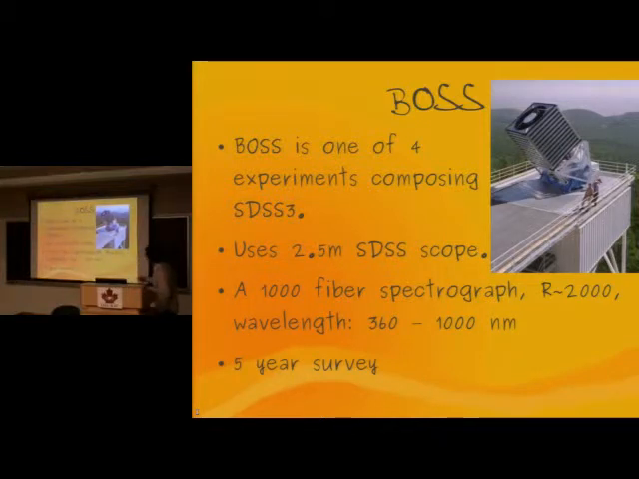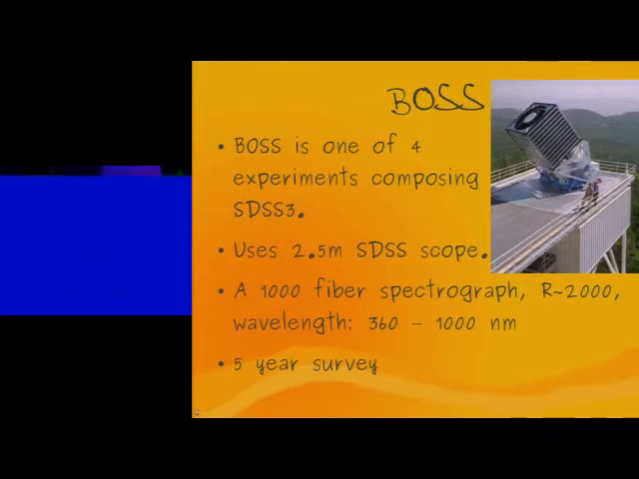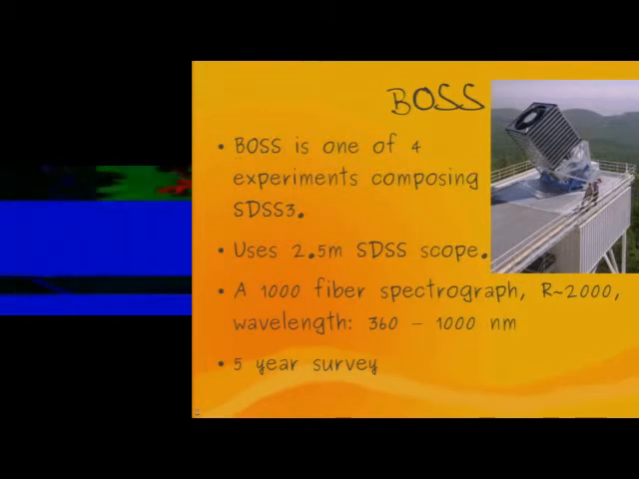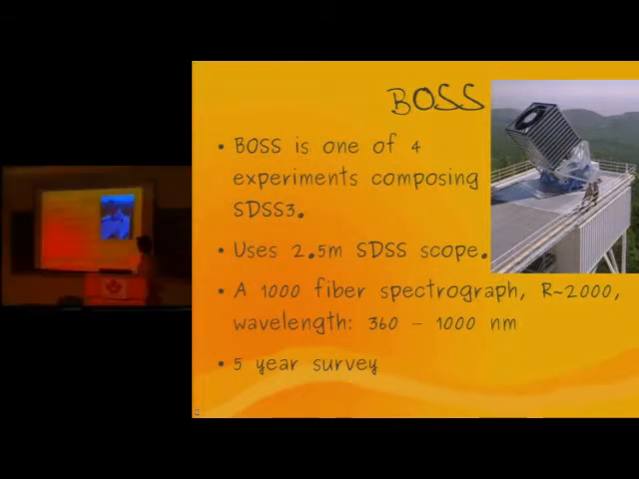It's essentially a 1,000 fiber spectrograph with an R of around 2,000 and has wavelength coverage between 3,600 angstroms and 1,000 nanometers, right? It's a refurbished SDSS spectrograph. It has slightly better resolution, better sensitivity, and slightly better wavelength coverage. It goes deeper into the blue, which means we can see more Lyman-alpha forest. And it's a 5-year survey. The plan of the entire project is to measure spectra of about 1 million LRGs and about 160,000 quasars with some usable forest.